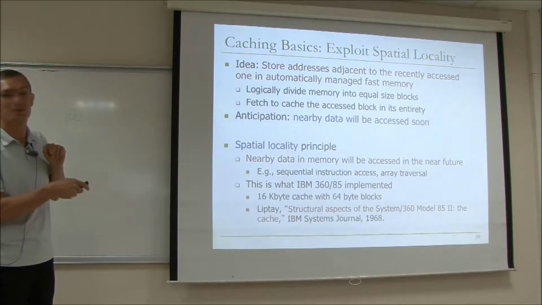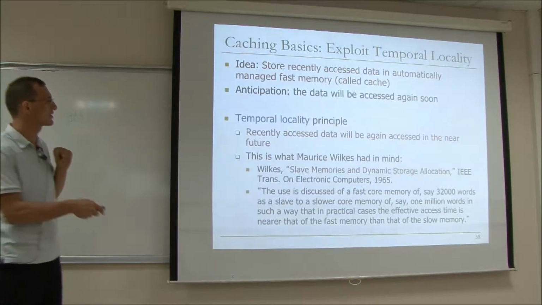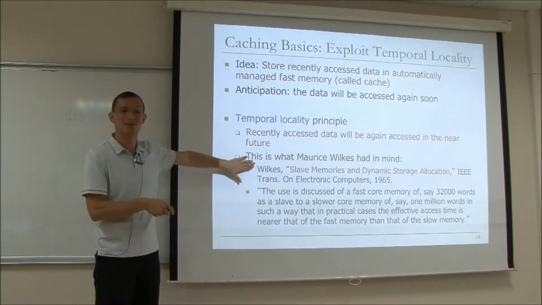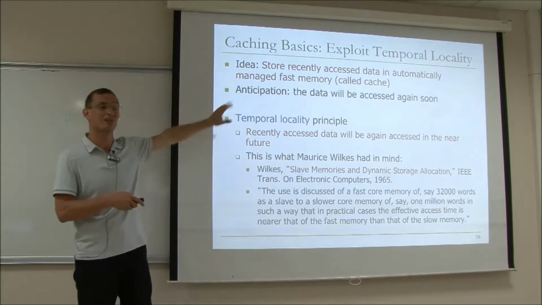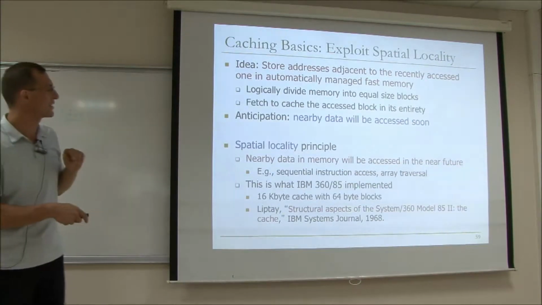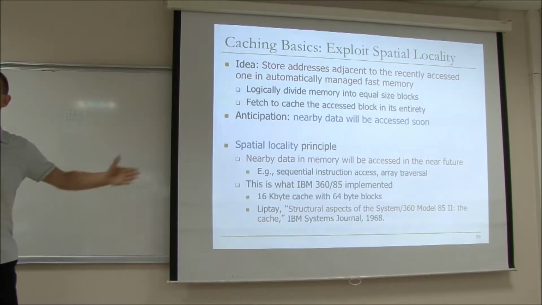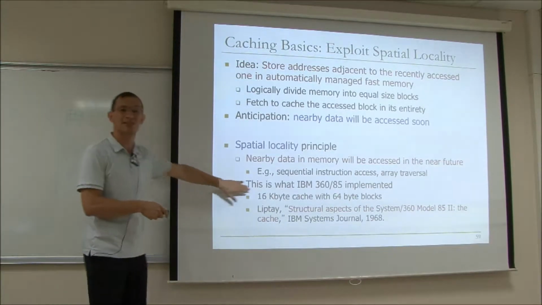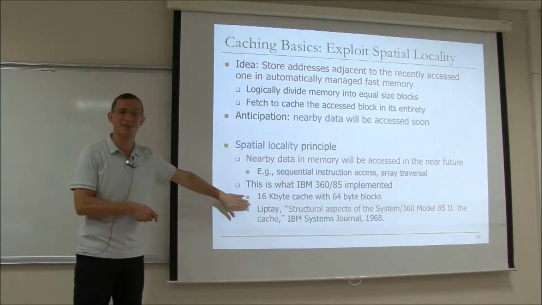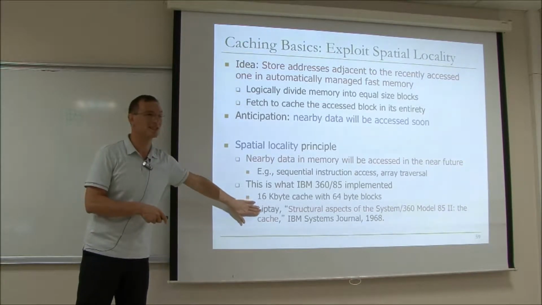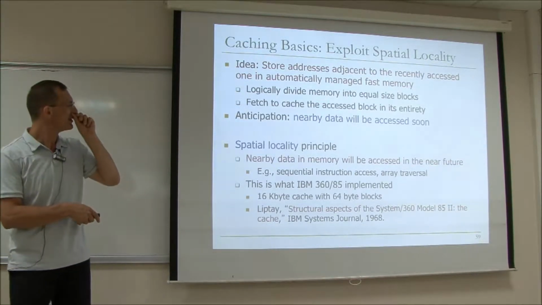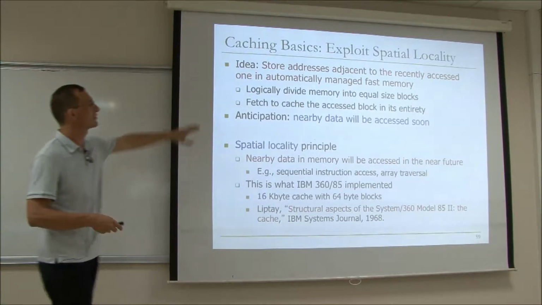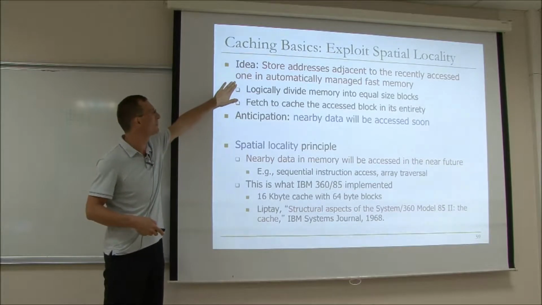Caches also exploit spatial locality, but when Maurice Wilkes introduced caches at the time, he did not think of spatial locality, he thought about temporal locality. It was IBM in the System 360 Model 85 that first implemented a cache that actually exploits spatial locality. Basically that's a cache with 64-byte blocks. And this is a beautiful paper that talks about that. But basically the idea is to store addresses adjacent to the recently accessed one in automatically managed fast memory.